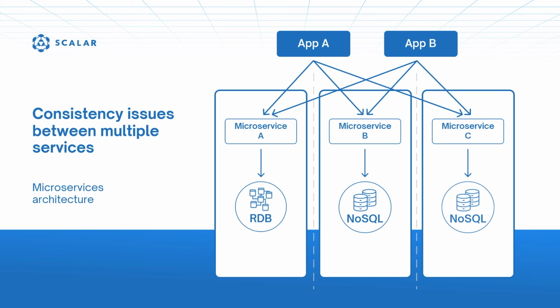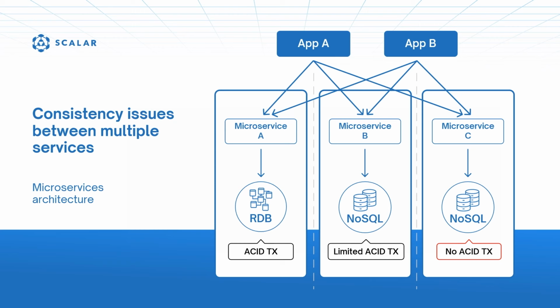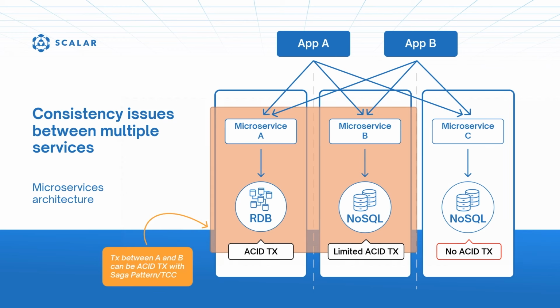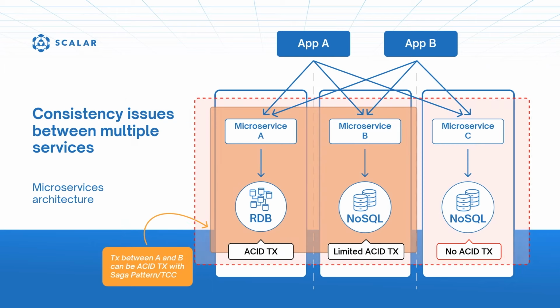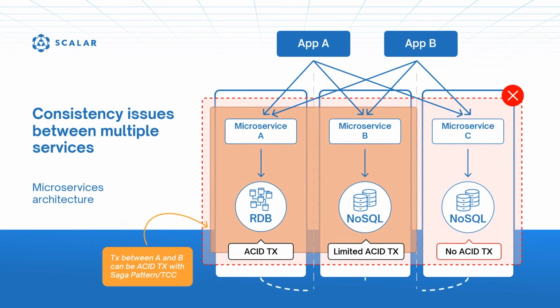Consider a case where there are three microservices, A, B, and C. Microservice A manages a relational database. Microservice B manages a limited ACID compliant NoSQL database, and Microservice C manages a NoSQL database that is not ACID compliant. In this case, it may be possible to achieve transactions between microservices A and B by making use of the Saga pattern. However, you're not able to include microservice C, and data inconsistencies arise.